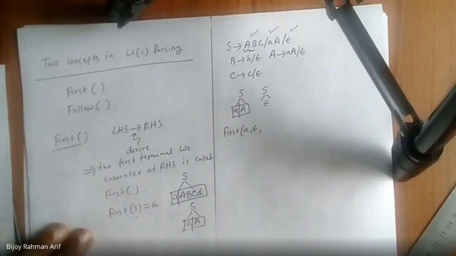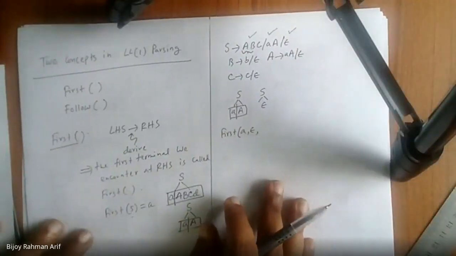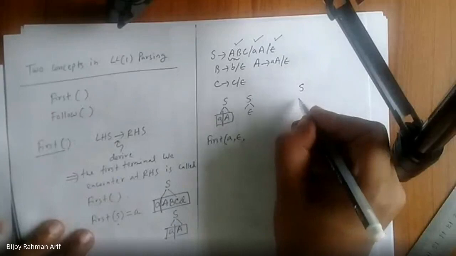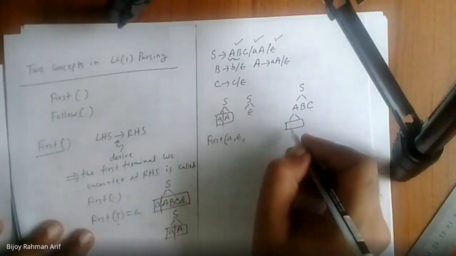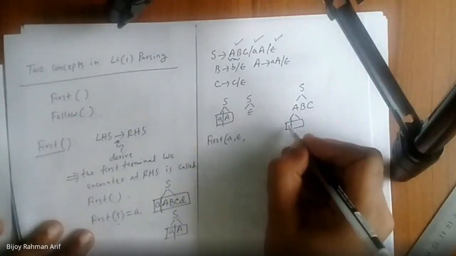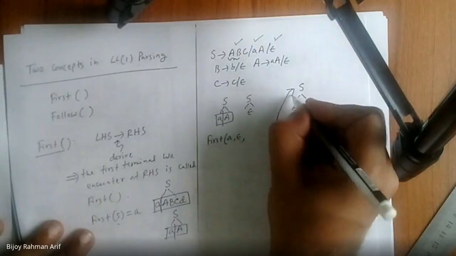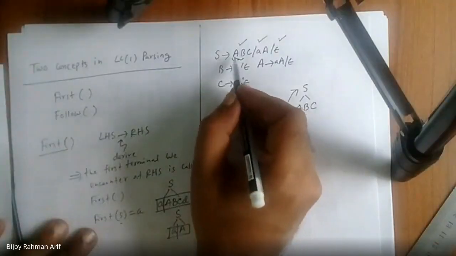First, find the first of A. What about the first of S? First of variable A, because S can derive A, B, C, and then A can derive something. So whatever is the first of A is also first of S. Am I right? Yes, sir. So in this case, what would be first of ABC?